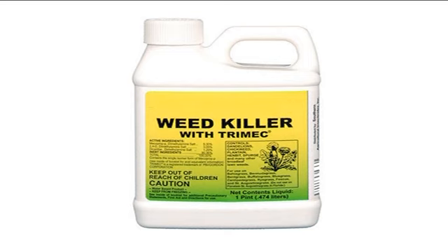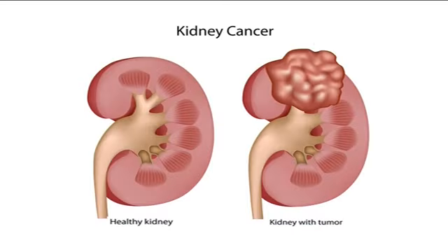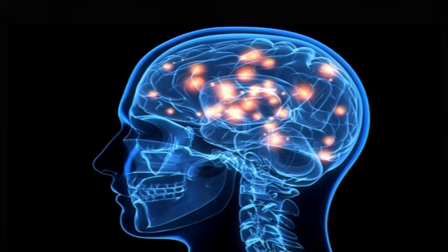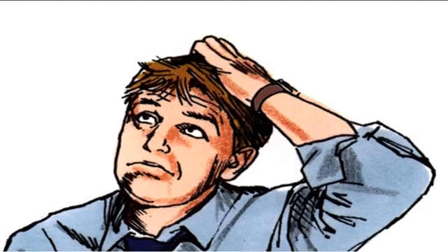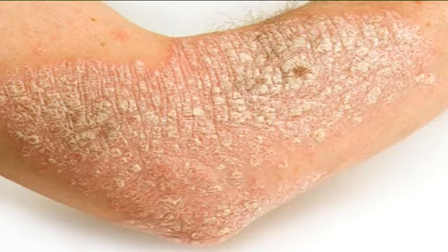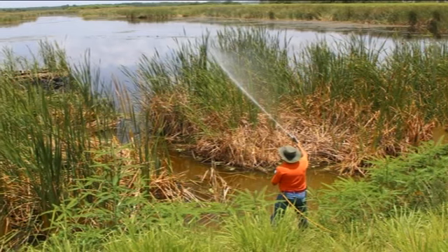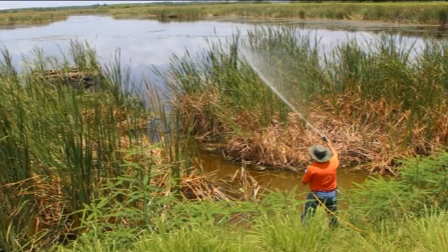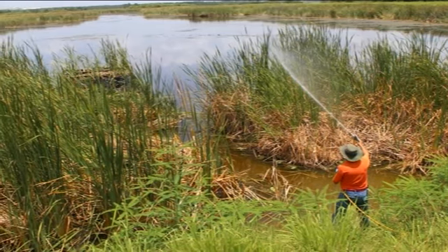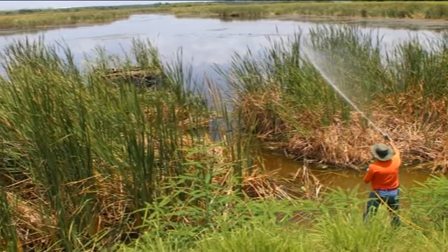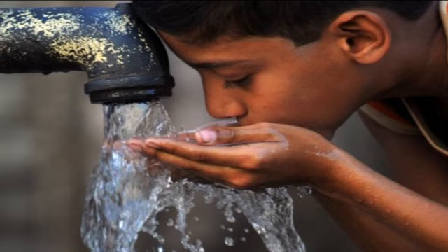Studies link various weed killers with cancer, nervous disorders, behavioral changes and skin disease in humans and animals. In addition to poisoning farm workers who handle herbicides, weed killers enter groundwater and other drinking water supplies, contaminate food and destroy wildlife and their habitats.